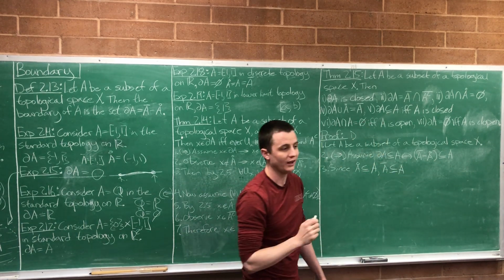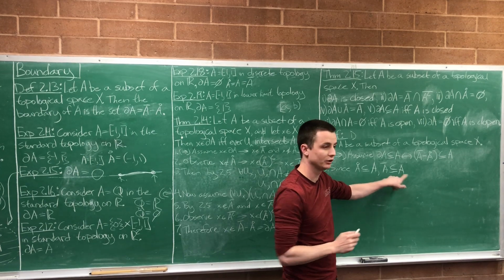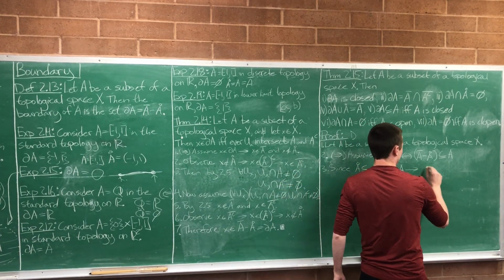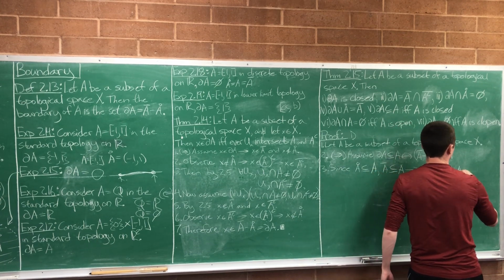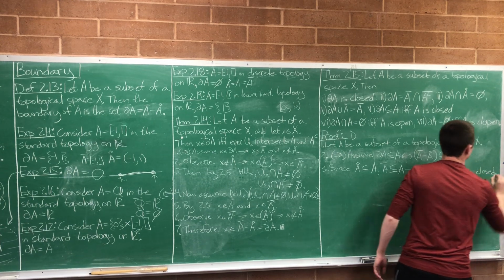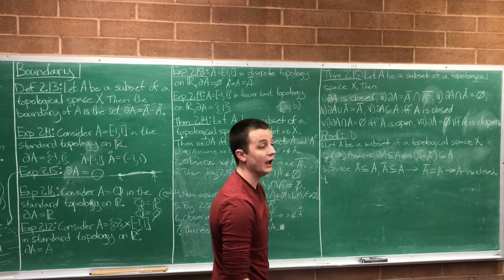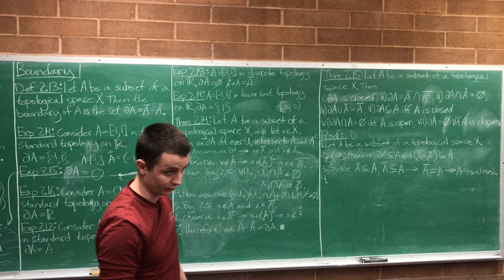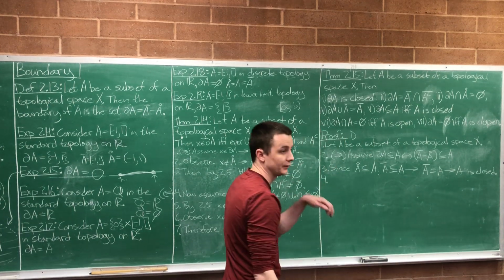But we already know that A is always a subset of the closure. We have the closure as a subset of A, so this gives me that the closure is equal to A, which gives me A is closed. You follow that? Yeah. A is closed if and only if it's equal to its closure. Yep. And it's open if and only if it's equal to its interior.